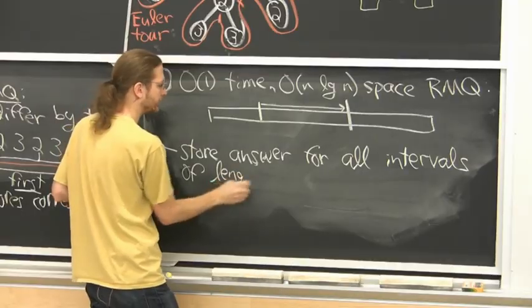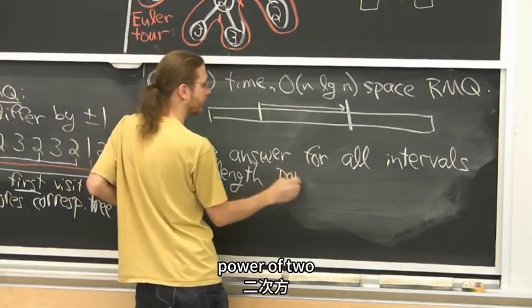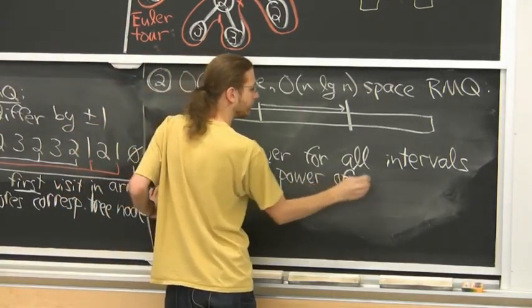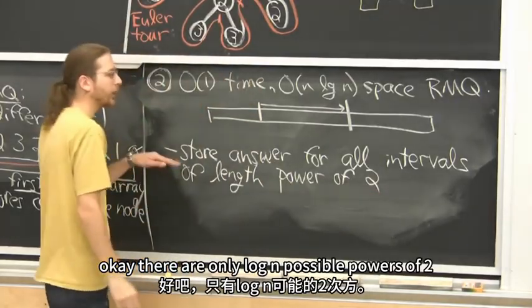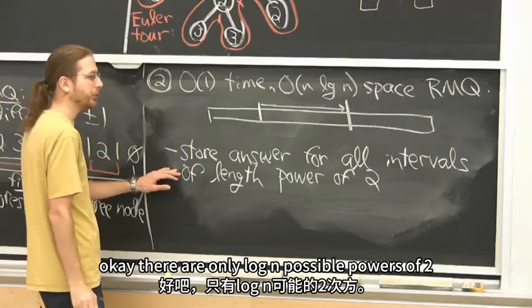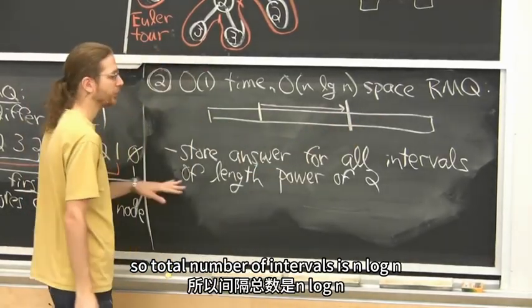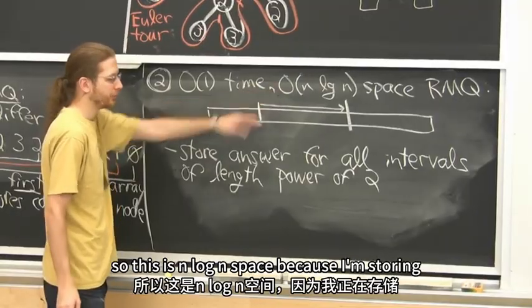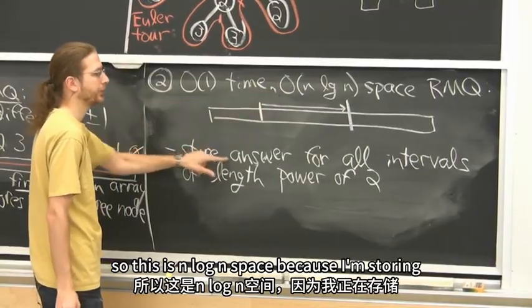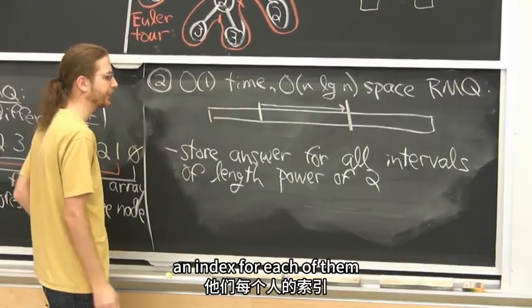Length power of 2. Okay, there are only log n possible powers of 2. There's still n different start points for those intervals. So total number of intervals is n log n. So this is n log n space because I'm storing an index for each of them.